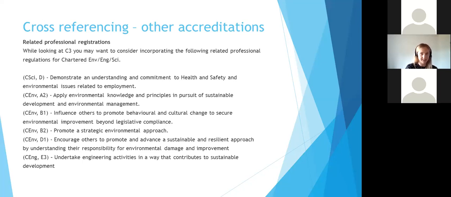And also encouraging others to promote and advance a sustainable and resilient approach by understanding their responsibility for environmental damage and improvement. And then there's one at the bottom here for Engineer, which is undertake engineering activities in a way that contributes to sustainable development. And we had that engineering example earlier in the slide pack, which would be good to draw on.